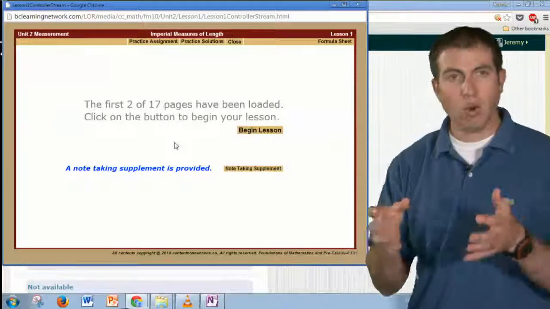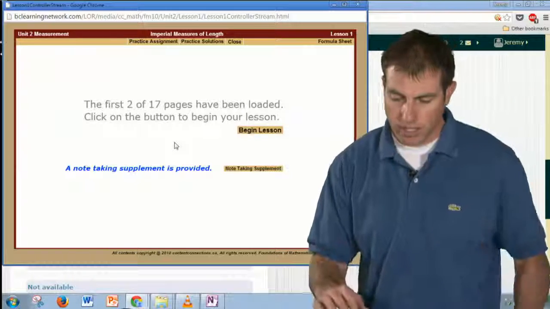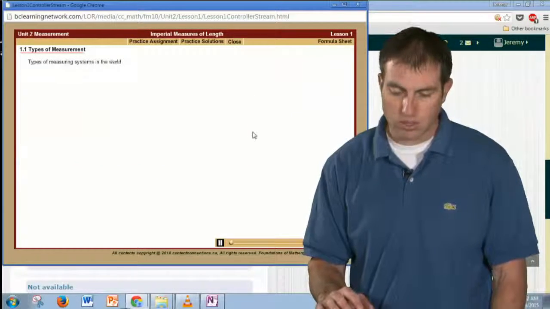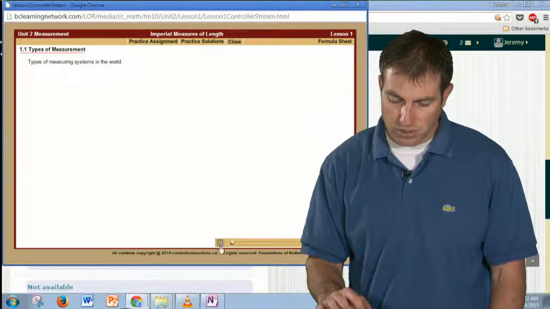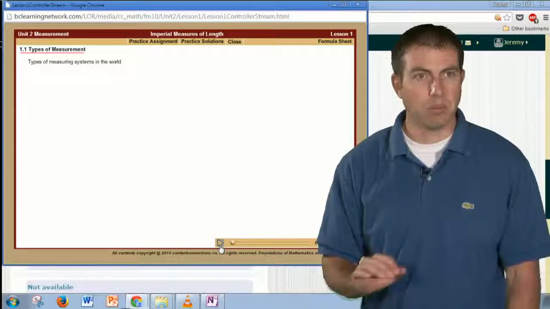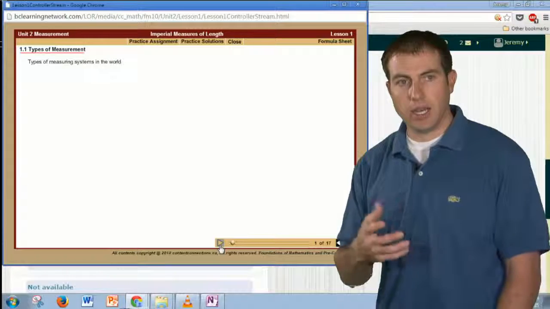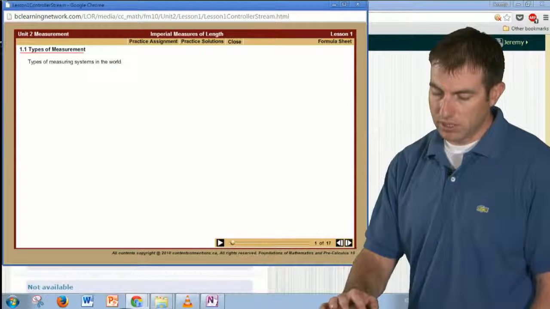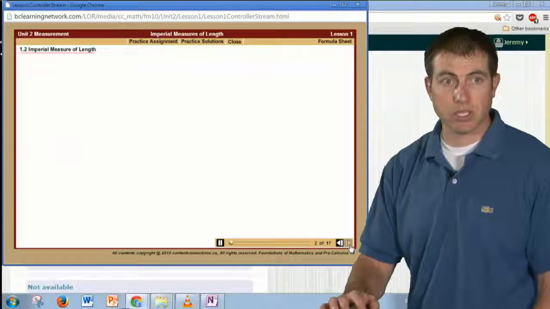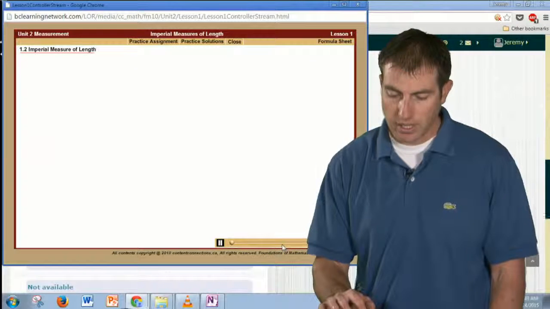So if you open up this and you see, okay, I can begin the lesson. What does this look like? There are many types of measuring systems in the world. For example, and I'm just going to pause him for now. You can see down at the bottom here, there's 17 pages with descriptions, and we are mainly going to be working with imperial measures of length.